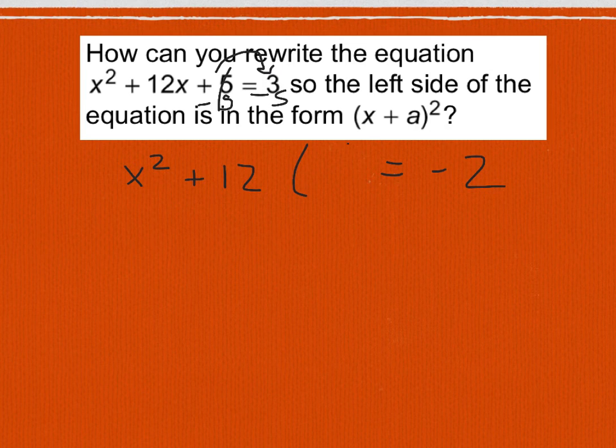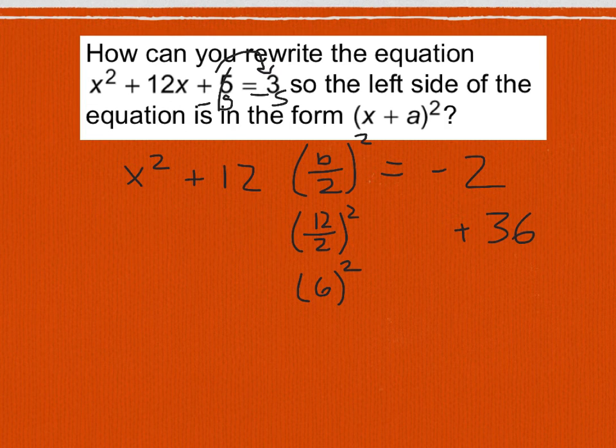So now in this space, we're going to plug in our b over 2 squared. What's our b? 12. So 12 over 2 squared. What's 12 over 2? 6. 6 squared. So on this side of the equation, we're adding a 6 squared. 36. So we're adding a 36 over here. So I need to add a 36 on this side too.